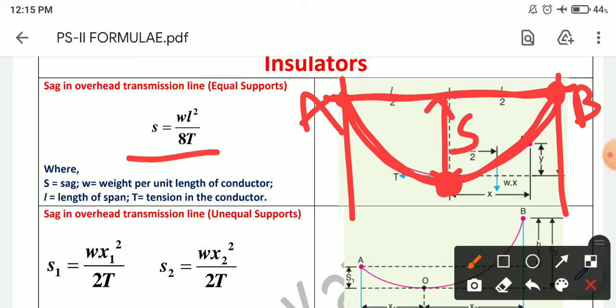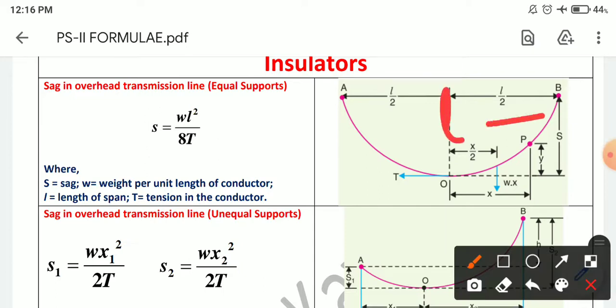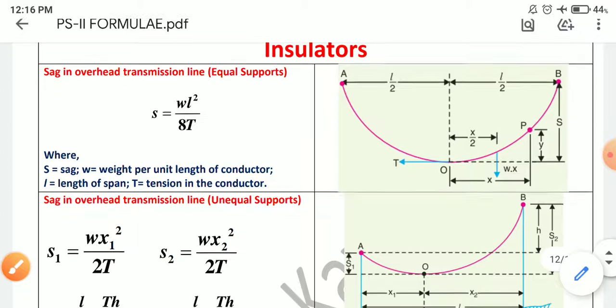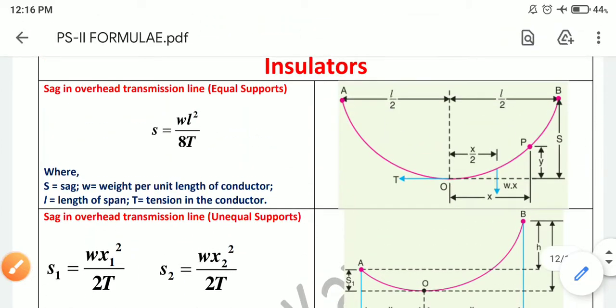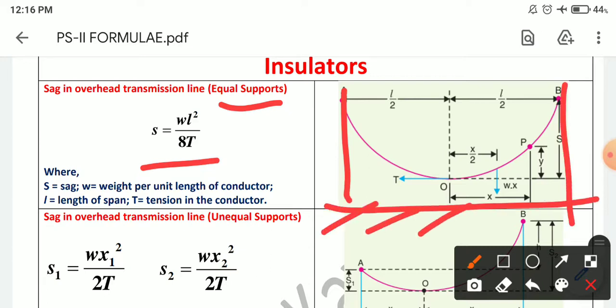The formula for sag is given by S equals WL square by 8T, where W is the weight per unit length of the conductor, L is the length of span, usually the distance between the two supports, and T is the tension in the conductor. The weight of the transmission line generally acts downwards. Note this formula is applicable for equal supports, that means with respect to ground, the two supports are at equal level.